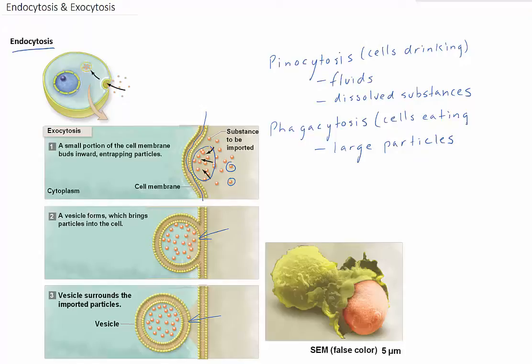Once a cell has engulfed either a fluid or a large particle, the vesicle that is formed actually fuses with a lysosome, and that lysosome releases enzymes into the vesicle that break up the molecules or particles. So an example of this is white blood cells. This electron micrograph here from a scanning electron microscope is actually a white blood cell. And that white blood cell is actually engulfing a foreign body through the process of phagocytosis.